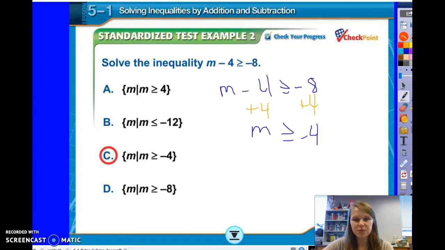So what I got for this one here, m minus 4 is greater than or equal to negative 8. I added 4 to both sides, and I ended up still with a negative 4 on this side. So m is greater than or equal to negative 4. I got C for this one.